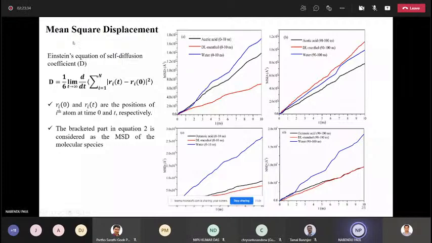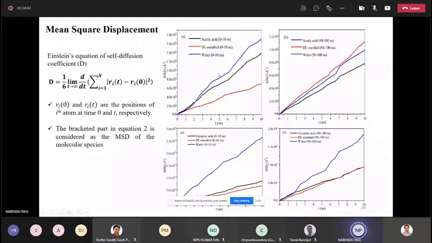So it takes Einstein's equation of the self-diffusion coefficient into account, in which this is the equation where the bracketed part, this one, is considered as the mean square displacement of the molecular species, and the slope of this curve actually signifies the diffusivity of the components in the phases.